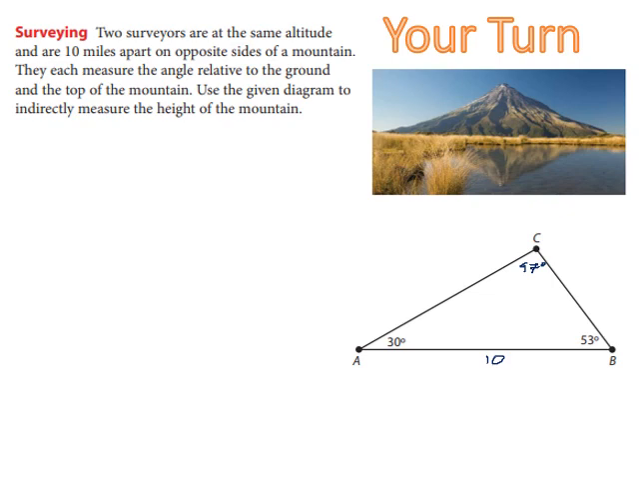So we're going to need to figure out the height of the mountain. So the height of the mountain is going to be that perpendicular height or altitude. So we need to figure out the distance from AB to C at a perpendicular angle. So that's what we're looking for.